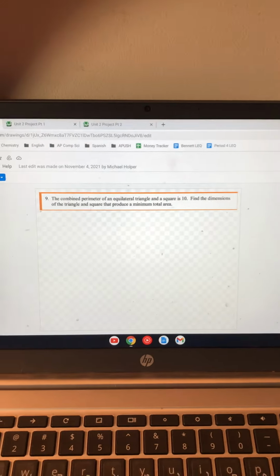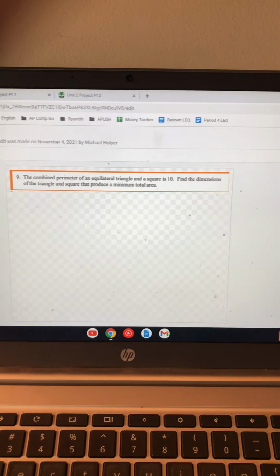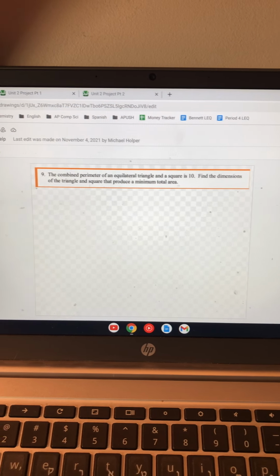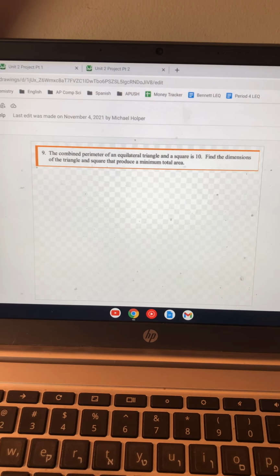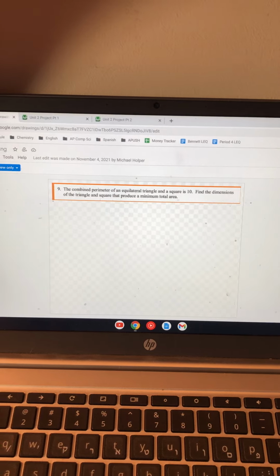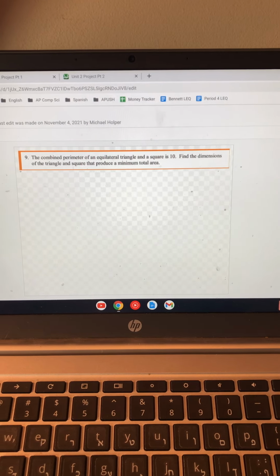So this is going to be what's called an optimization problem, where there's an infinite amount of right answers, maybe not infinite, but there's a lot of right answers, but we need to find the best one. So we're going to be finding the minimum total area, even though many dimensions could get a perimeter of 10.